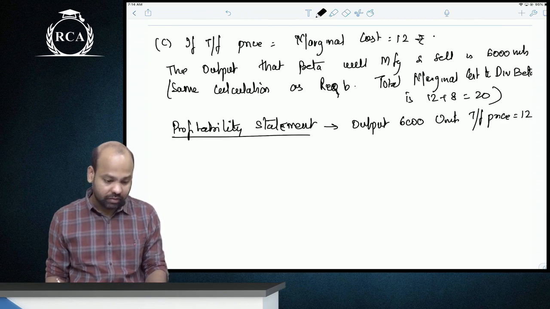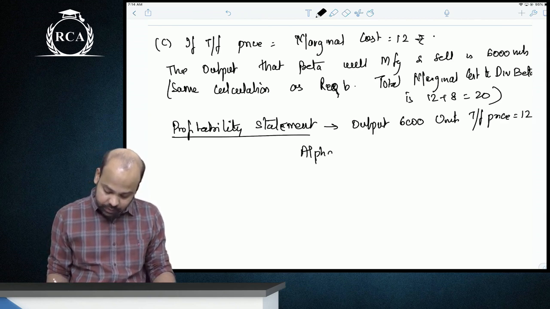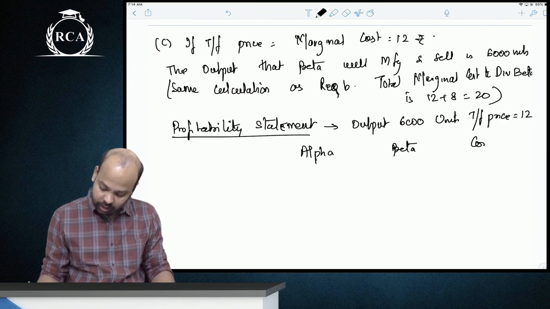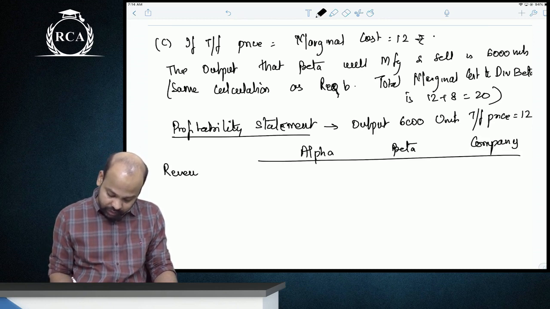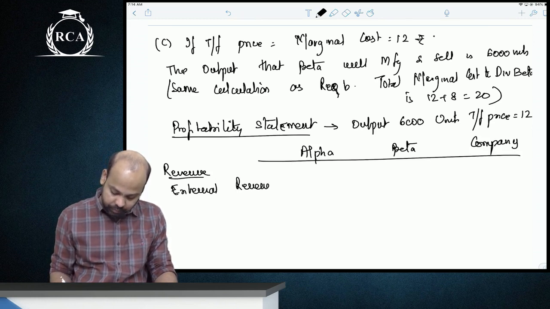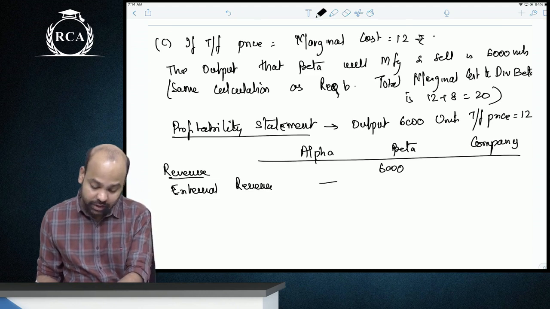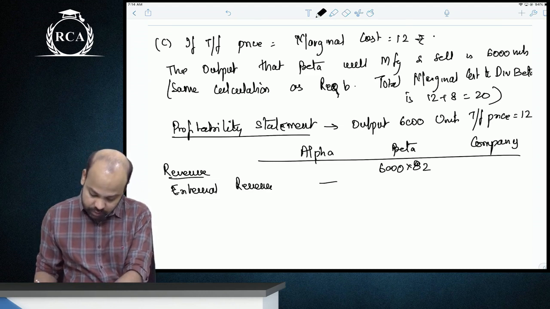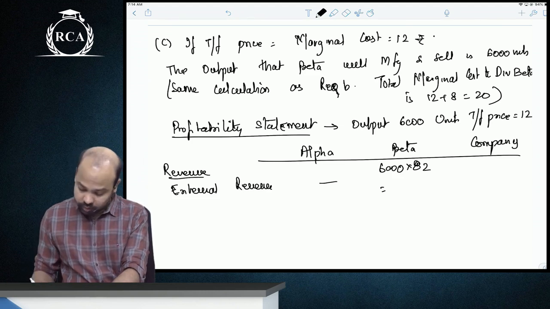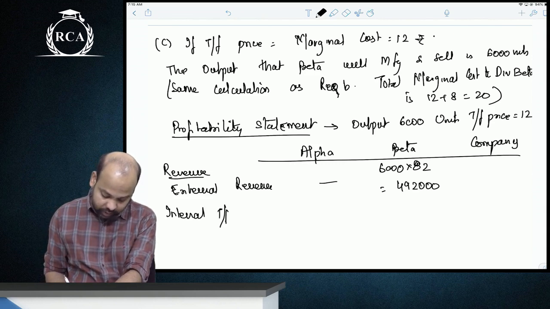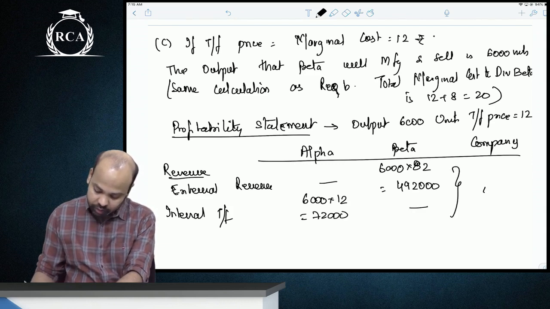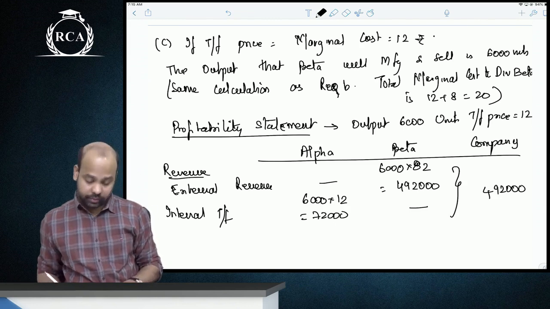So there is division alpha, there is division beta, and the overall company. Revenue: as far as external revenue is concerned, the other division is going to sell 6,000 units at a price of 82 rupees, that is 4,92,000. Internal transfers will be 6,000 units at 12 rupees only, that is 72,000. Overall revenue of the company will be 4,92,000.